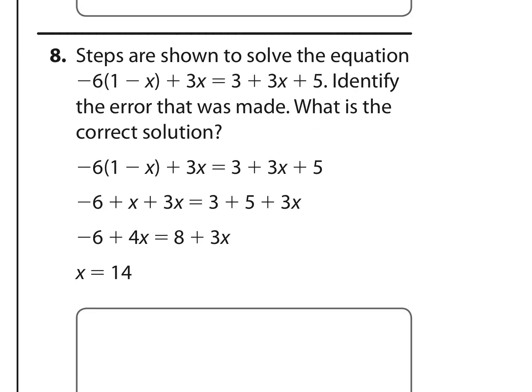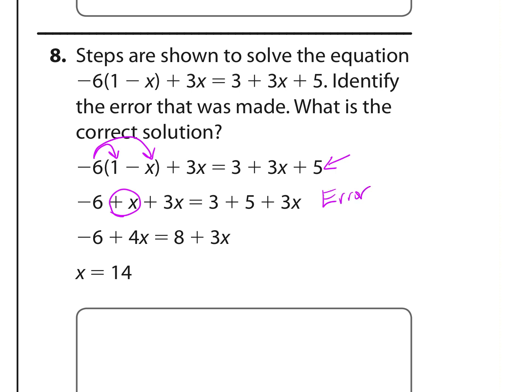Number 8, steps are shown to solve this equation. Identify the error that was made and what is the correct solution. So we start with this line, which is just copying the problem down. And then what we would typically do is the distributive property, and we would say, okay, negative 6 times 1 is negative 6. Negative 6 times negative x is positive 6x. So that would be where the error occurs.